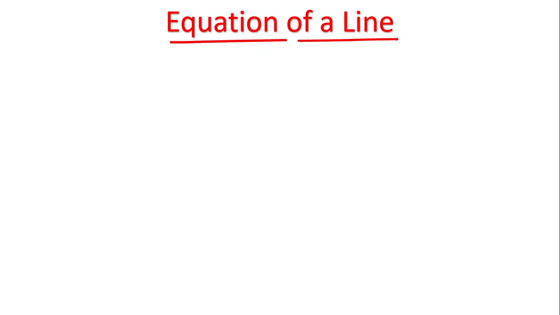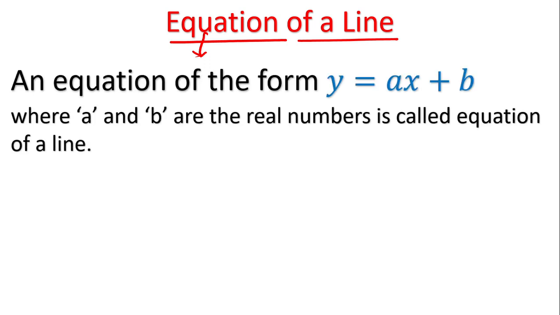Okay. Now what do you mean by equation? Before also I have explained in my other videos that equation means any expression written in the form of x and y. So any equation normally, we can have any variable, but normally we write x and y. So what is the equation of a line? Equation of a line is an equation of the form y is equal to ax plus b.